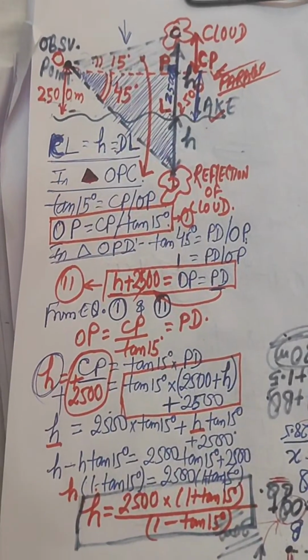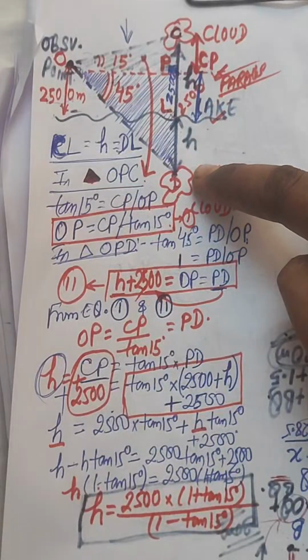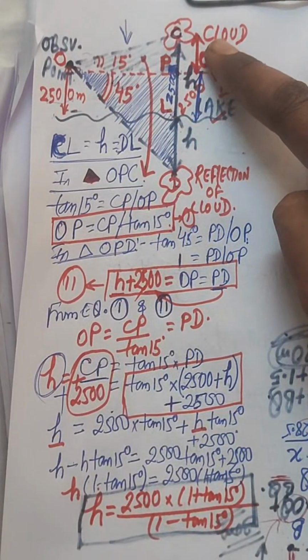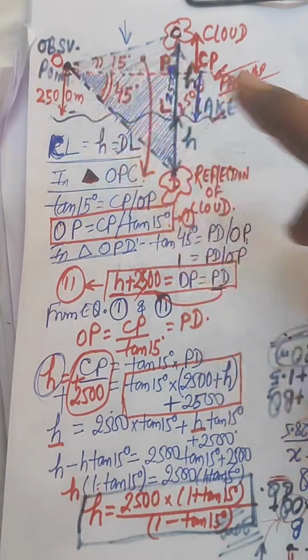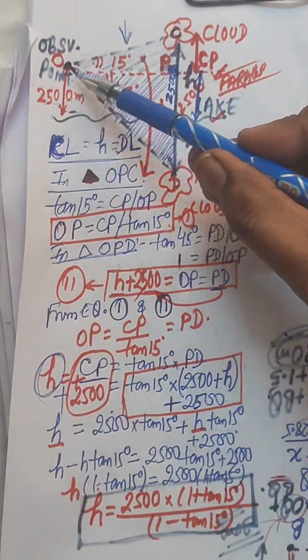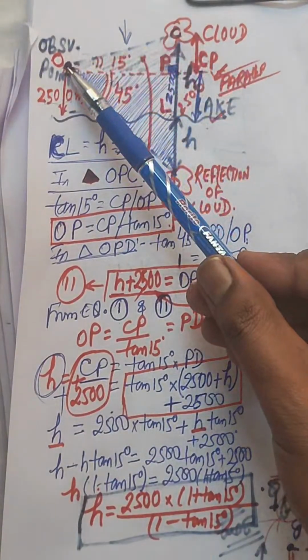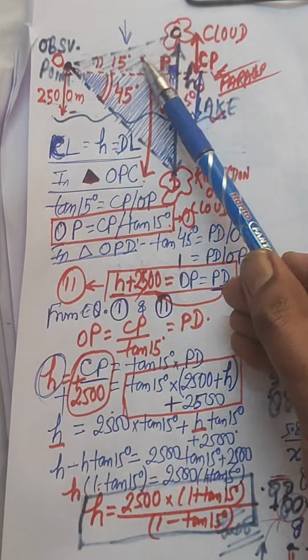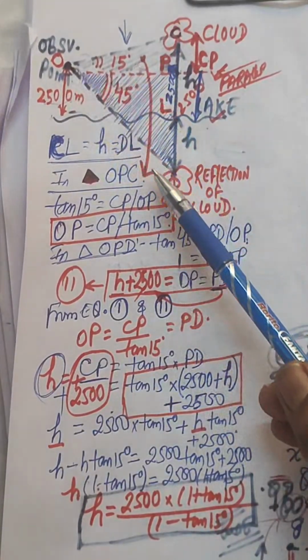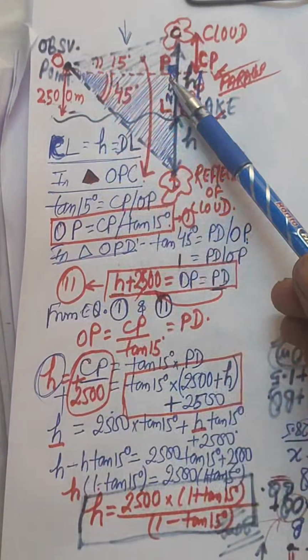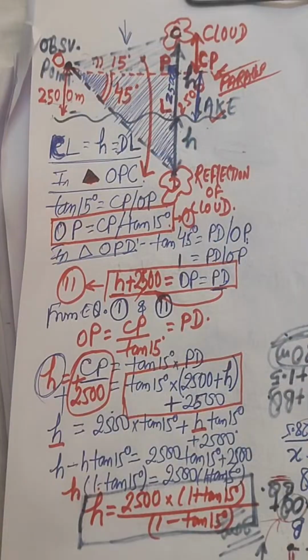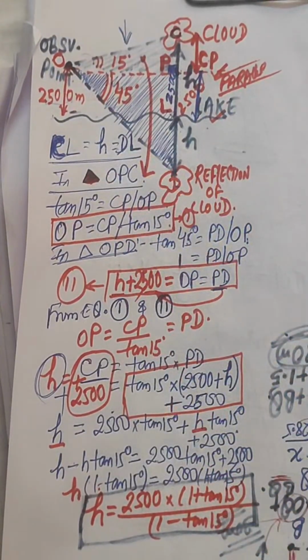The cloud is at a height of h from the level of lake, and the reflection will also be at a depth of h from the level of lake. The point of observation was 2500 meter above the ground, and from the point of observation, the angle of elevation of the cloud was 15 degree, and the angle of depression of its reflection is 45 degree. So we use both the triangles and use the concept that OP is the distance, which will be same. So we just solve it and get the height of the cloud. So in this way we have solved this question, students.